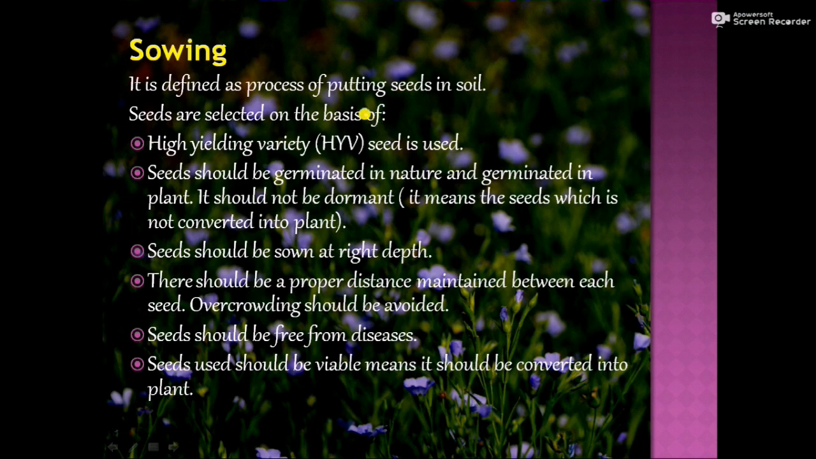Sowing. It is defined as the process of putting seed in soil. Seeds are selected on the basis of high yielding variety. Second, seeds should be germinating in nature, that means they should not be in a dormant state. Seeds should be sown at the right depth. There should be proper distance maintained between each seed, that means overcrowding should be avoided. Seeds should be free from disease.